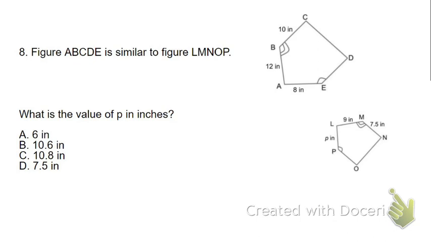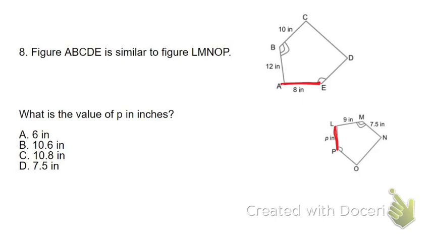All right, last problem here. Figure ABCDE is similar to figure LMNOP. What is the value of P in inches? All right, so I'm looking right here. P, if I look at this picture as like a house, if you rotate your paper and look at it like a house, this is the left side of the roof. So if I took this ABCDE, which side corresponds to that? The left side of the roof would be AE, line segment AE.